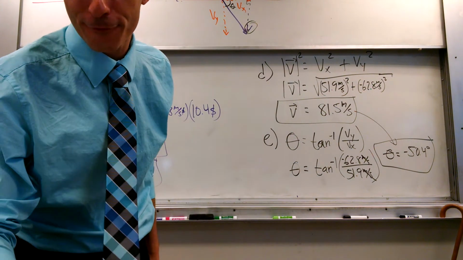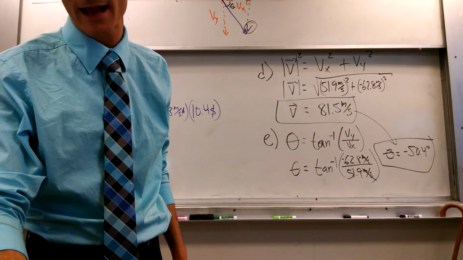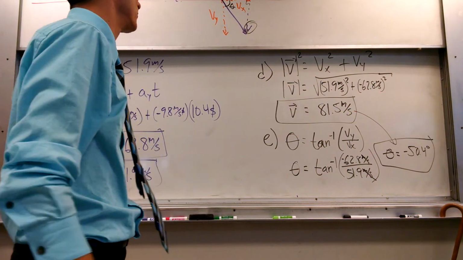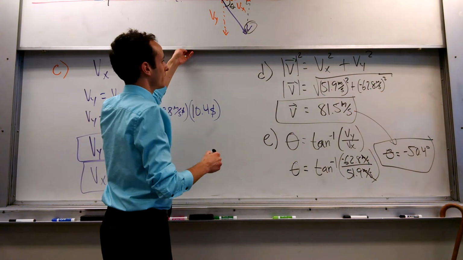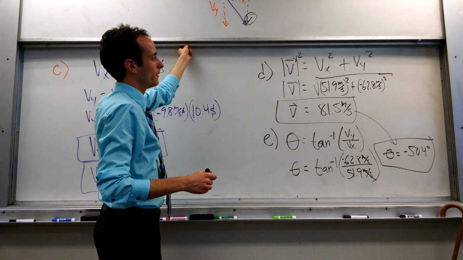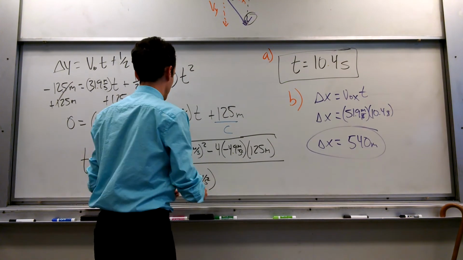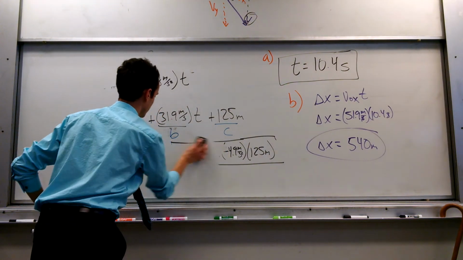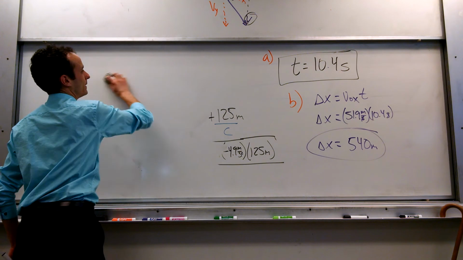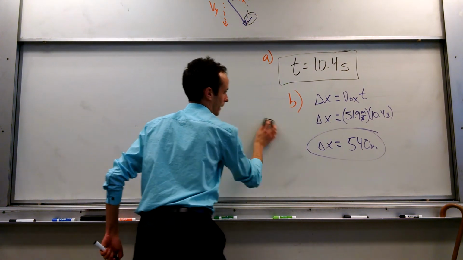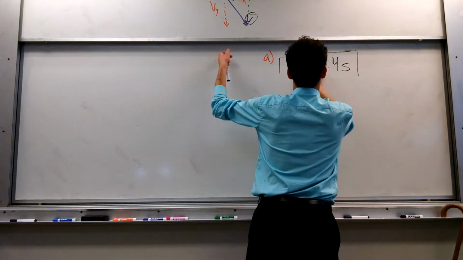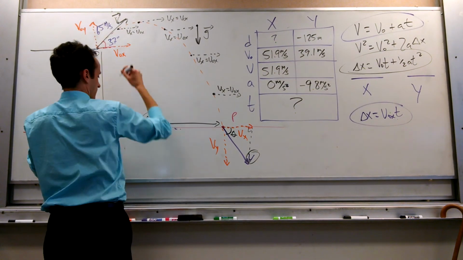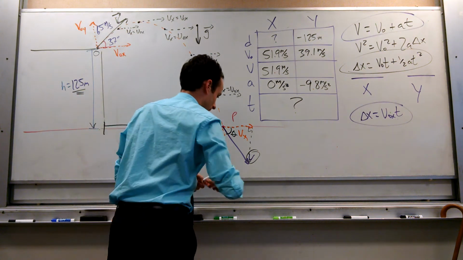So that's that part. And finally, part F asks me to find the maximum height above the cliff top reached by the projectile. So this means things are going to change around a bit, and to do that, I'm going to erase this. Now we're not worried about point P anymore. We're worried about a new point, which occurs right here at the top, at the peak.